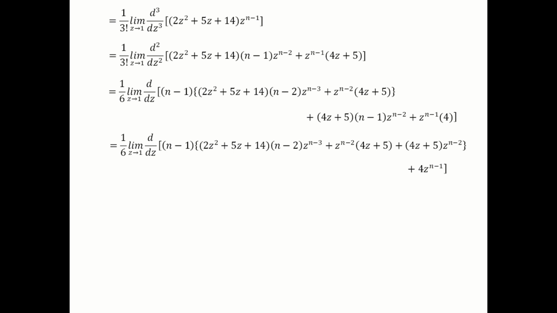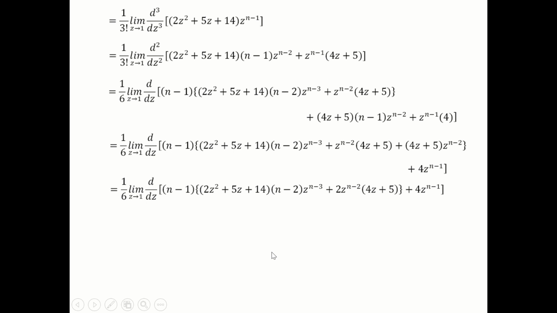Plus the last term 4 into z power n minus 1. So one term is repeated, right? That is equal to 1 by 6 into limit z tends to 1 d by dz of (n minus 1) into (2z square plus 5z plus 14) into (n minus 2) into z power n minus 3, plus, because we are having 2 times that term in the previous step, right? 2 times z power n minus 2 into (4z plus 5) plus 4z power n minus 1.